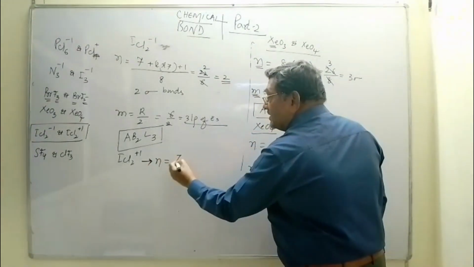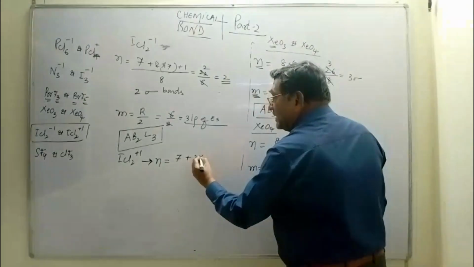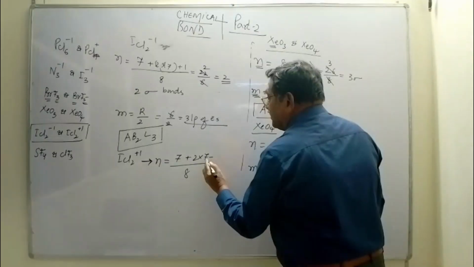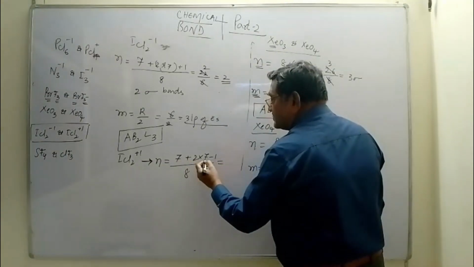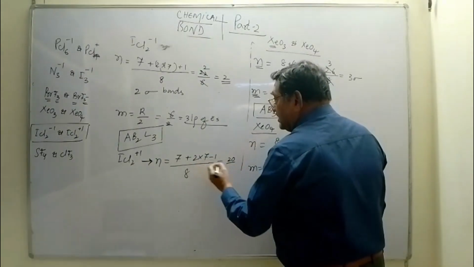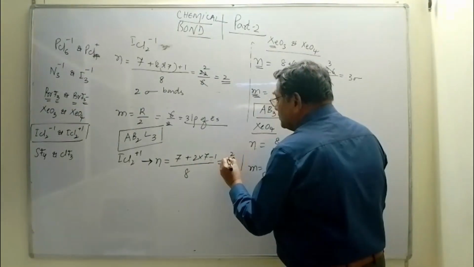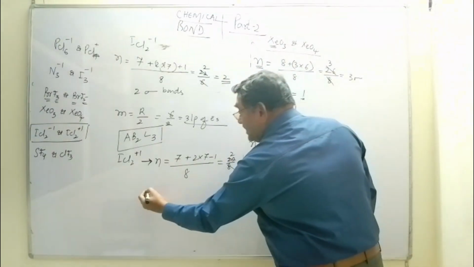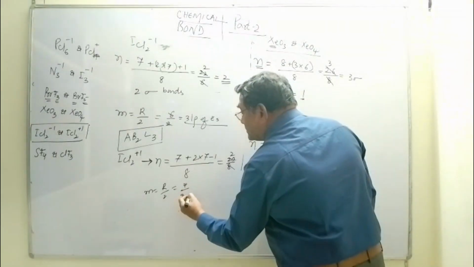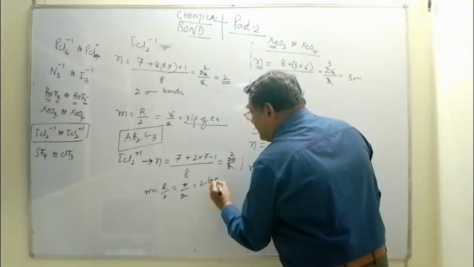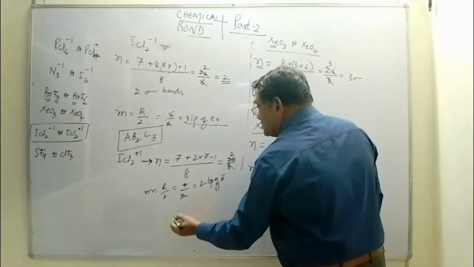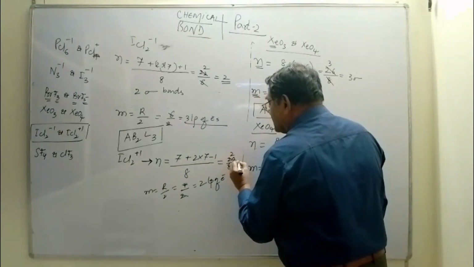Next one, 7 valence electrons, 2 chlorine atoms, 2 into 7, and by 8. Because of the positive charge, we should subtract 1. 21, it's going to be minus 1, 20 by 8. 2, and 4 is the remainder over here. M is equal to R by 2, 4 by 2. 2 lone pairs of electrons are present. And N is 2 sigma bonds.